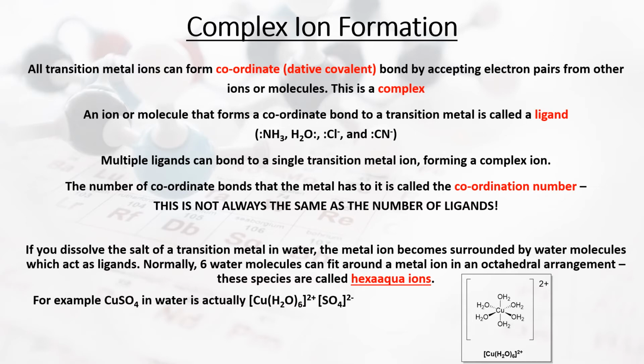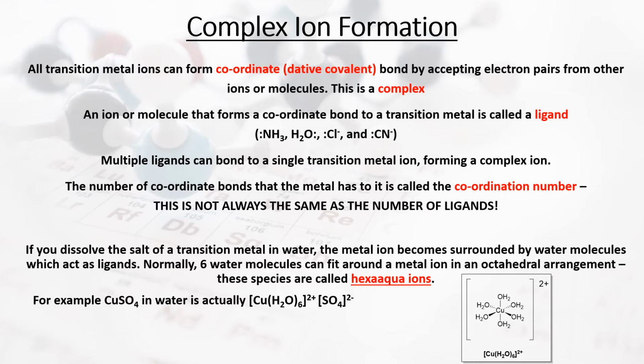Now, multiple ligands can bond to a single transition metal ion, and this is what creates our complex ion. At the bottom, you can see this copper complex ion, with 6 water molecules, each of them donating one pair of electrons in these coordinate bonds, and we have this complex ion with a 2+ charge spread out over this whole ion here.